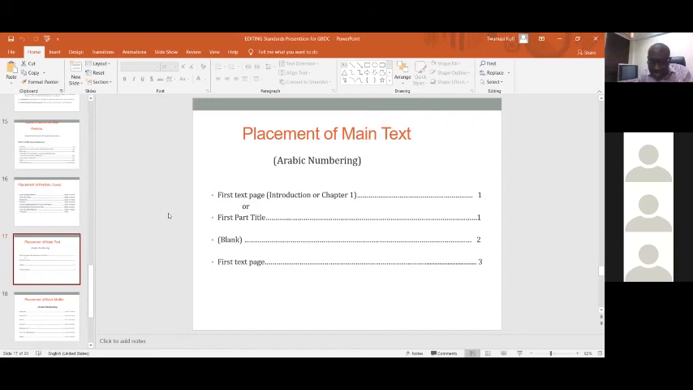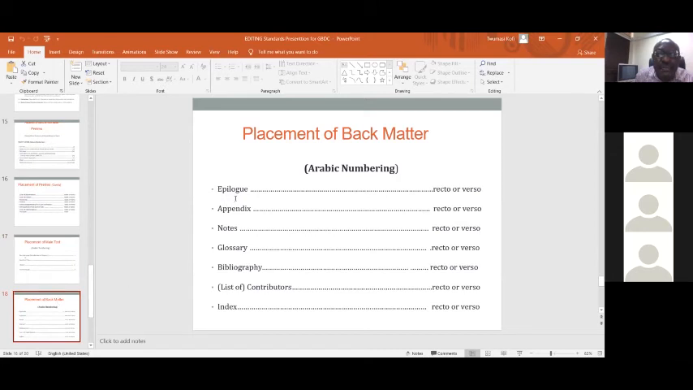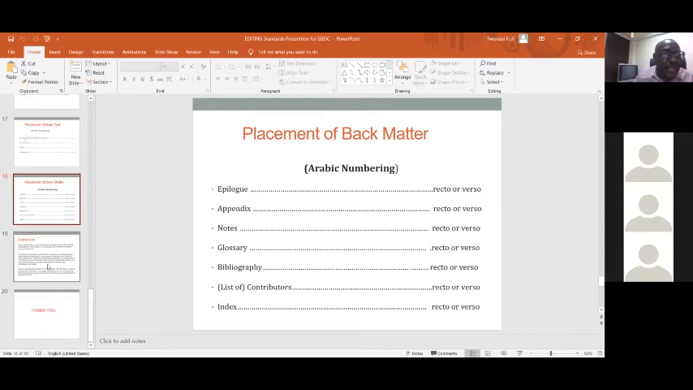So you have the part one, Arabic one, backed by a blank. Then your chapter one will be page three. That's Arabic three. If you have an epilogue, again, you can either start recto or verso, appendix, recto or verso, and so on. If you have an index, you can start on a recto or verso. There is an allowance there for you.